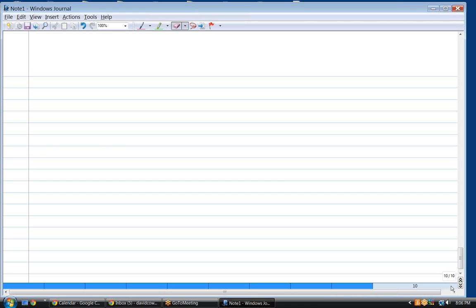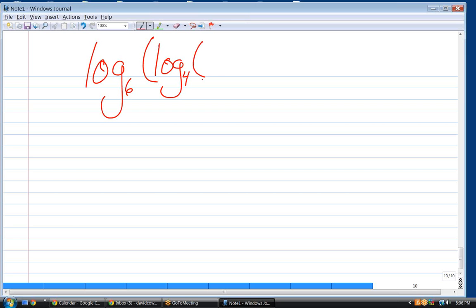What else? Got about 10 minutes. Log base 6 of, open parenthesis, log base 4, open parenthesis, log base 2 of x, close parenthesis, close parenthesis, equals 0. Okay, let's do it the same way we did the other one. Turn it immediately into an exponential expression. In fact, do it 2 times, 3 times in a row, and we'll have our answer.